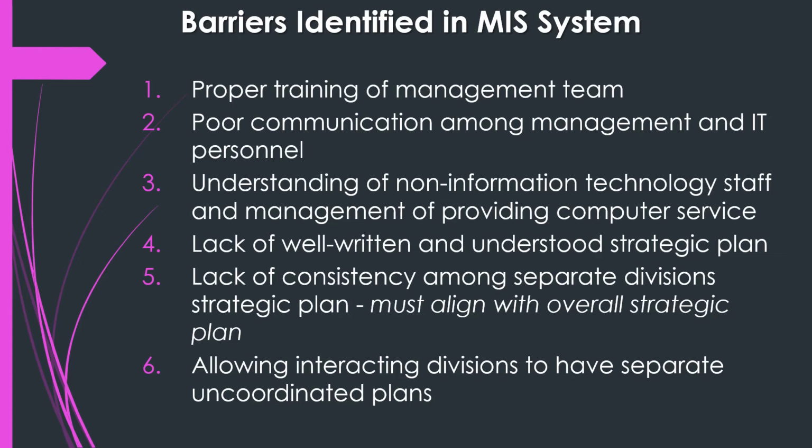Number 6, allowing interacting divisions to have separate, uncoordinated plans. So, this is going back to the same thing again. We need to make sure that everybody's on the same page and working toward the same goals. Obviously, a division like technology is going to be much different than a division like youth, sports, and activities. However, if we all have the goal in mind of providing a better human experience, we can understand how technology and youth programs can work together to provide that. And we're both working toward a common goal.